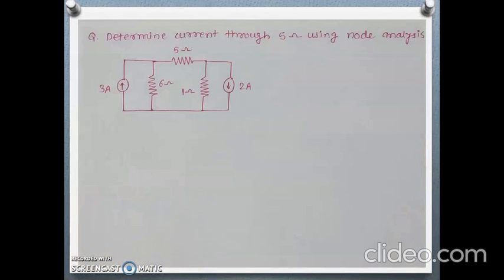This is the question. Determine the current through 5 ohm using node analysis. This is the given circuit diagram. Here, identify the first node. This is node 1, this is node 2, and this is the reference node, whose voltage is 0 volt. This will be the first node, suppose X, and this will be node Y.